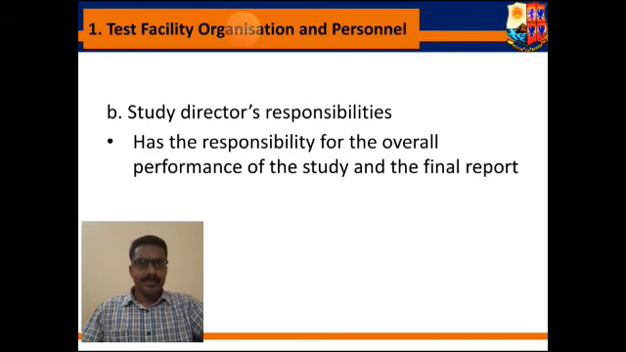Then the study director's responsibility. The study director has the responsibility for the overall performance of the study and the final report. The director should approve the study plan and amendments and communicate them to the qualified QA personnel. For example, sometimes there may be a change. That change has to be indicated and properly communicated to quality assurance personnel. Then ensure that SOPs, study plans and their amendments are available to the study personnel.